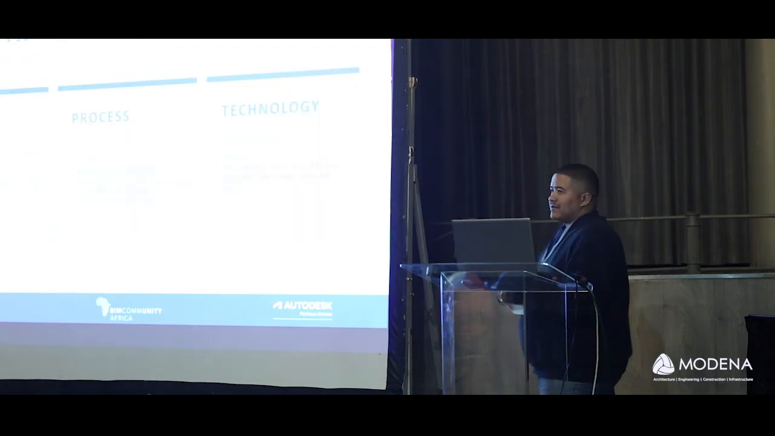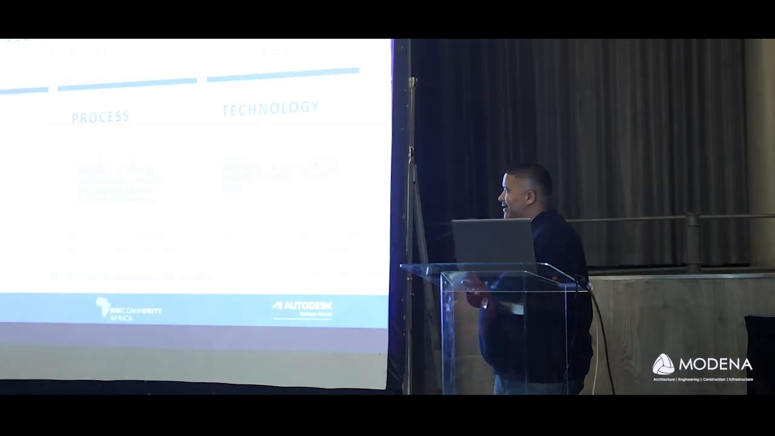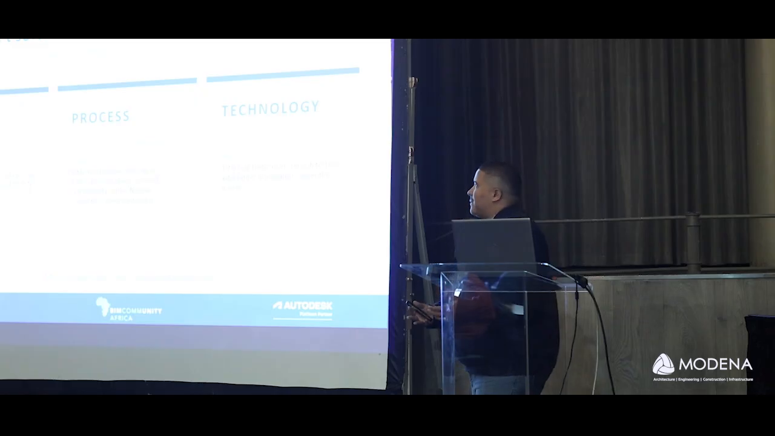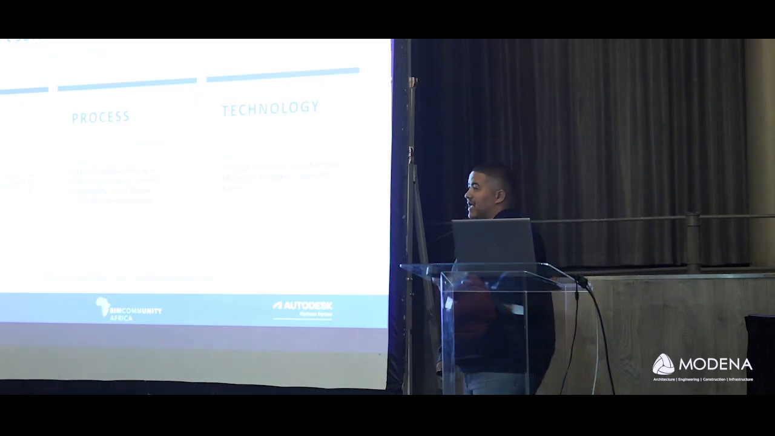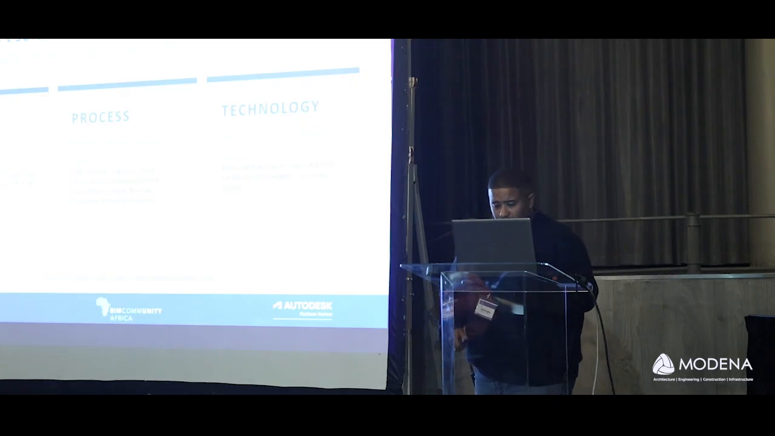So maturity isn't really about software. I remember when I started being in this BIM coordination space, I had a conversation with my colleague, wanting to understand what is BIM coordination and what is BIM. And the three pillars that he mentioned are people, processes, and technology. So you'll notice that I started with people, which is quite important: how you invest into your people.